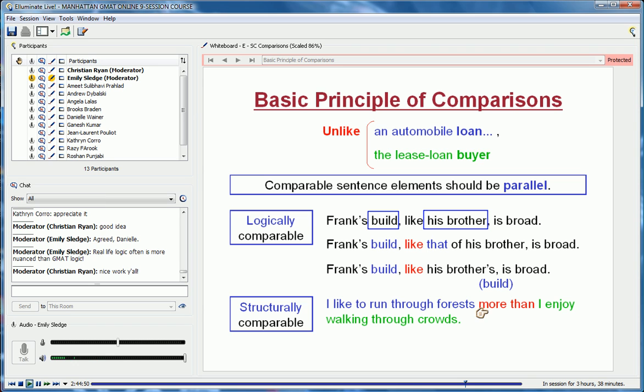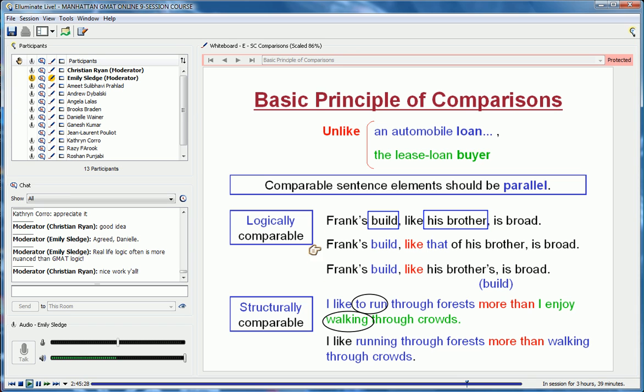In this sentence, "more than" is the signal word, and it's not such a problem that we say "I like" and "I enjoy," two different words that mean roughly the same thing. That's not that big of a deal. The big problem is that "to run" doesn't match "walking." So you'd fix that by just making them the same form as this sentence does, "running" and "walking." And you get the added benefit of being able to use "I like" for both endings. I like running, I like walking. Smiley face at me if this is making sense. Let me know if it doesn't.